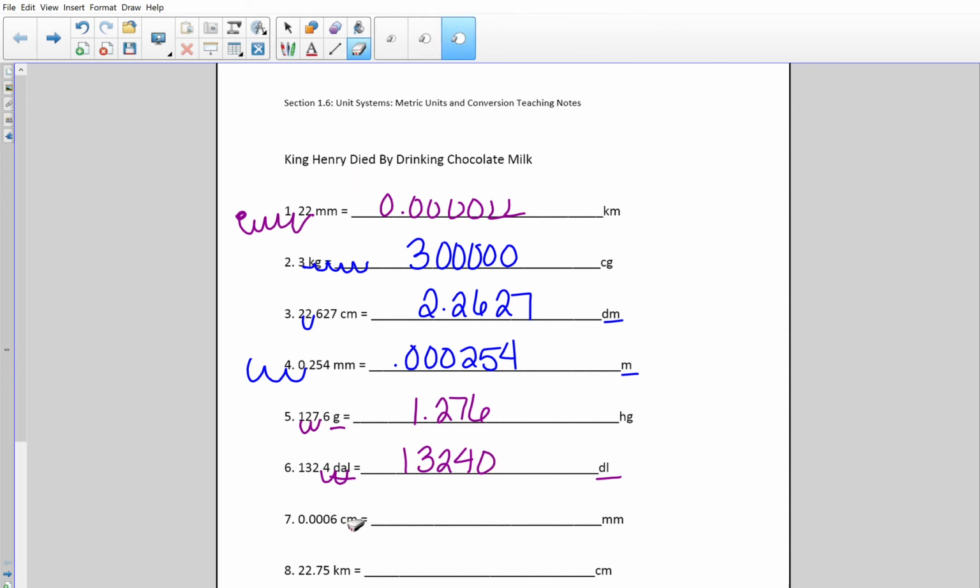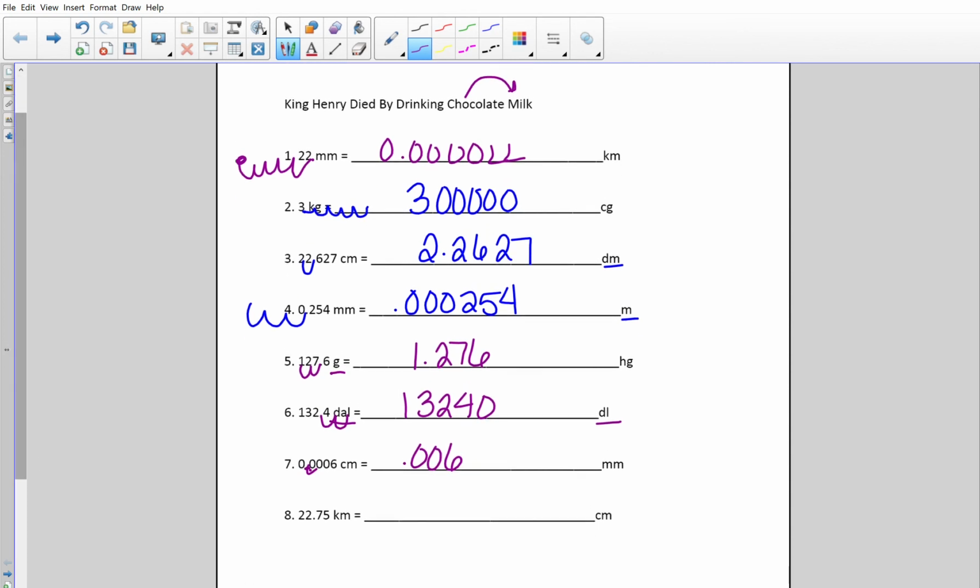Okay, so I'm going to go from centimeters to millimeters. So that's just 1 jump to the right. So I'm just moving that decimal over 1. So it's just cutting off one of those zeros. Okay, so then it's just going to be 0.006.